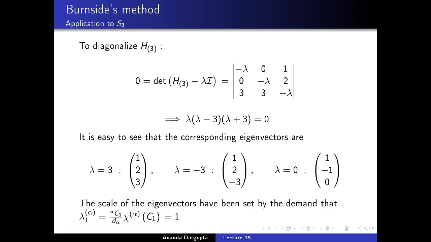Let me remind you once again that this means that for our first irrep, the Dirac characters are going to be 1, 2 and 3 for the three classes. For the second irrep, it is going to be 1, 2 and minus 3. And for the third irrep, it is going to be 1, minus 1 and 0.